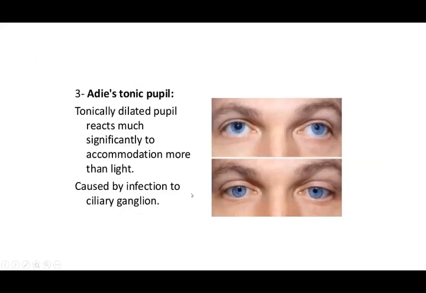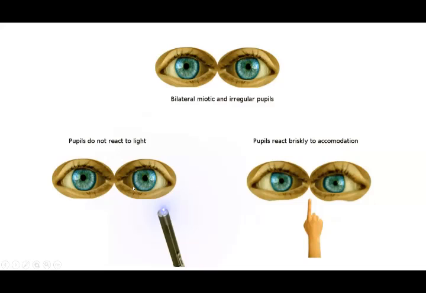Now in Adie's pupil, a tonically dilated pupil, it is not reacting to light, and reacts more significantly to accommodation than to light. When the patient tries to look at a near thing, you see that the pupil has constricted. It is caused by infection, inflammation, or infarction of the ciliary ganglion. So bilateral miotic and irregular pupils do not react to light, but they briskly react to accommodation.